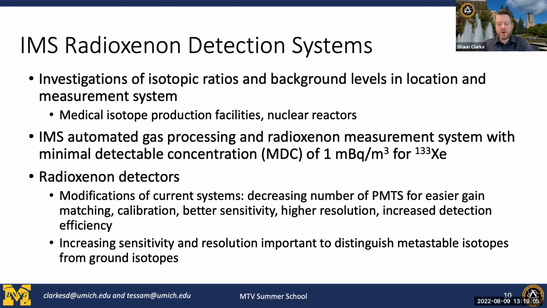The systems also have an automated gas processing system, which is essentially what's used to extract the xenon from the overall air sample. These systems are designed to have a minimum detectable concentration of 1 millibecquerel per cubic meter for xenon-133. Those units are a little bit esoteric, but suffice to say that's a really, really small amount. So these systems are quite sensitive. It literally is a needle in a haystack sort of problem. You're looking for very small amounts of xenon in very large samples of air.